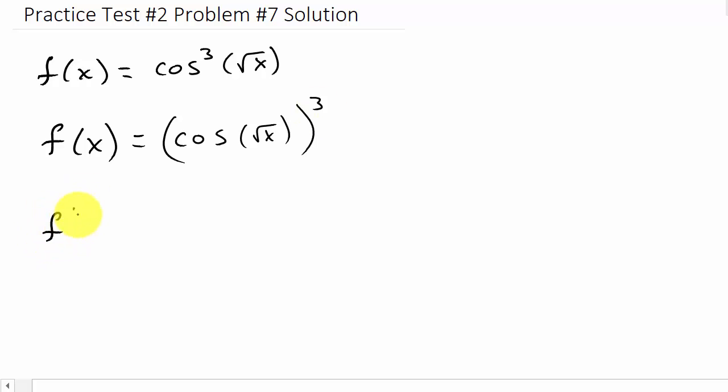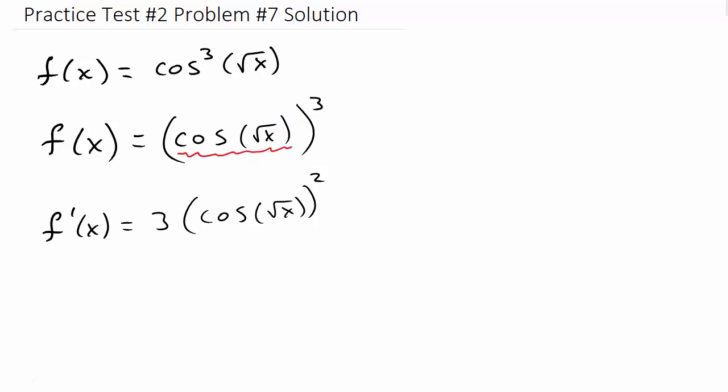So I have f prime of x is equal to, so the 3 comes down, times cosine square root of x, and subtract 1 from the exponent. So 3 comes down, subtract 1 from the exponent. But then it's times the derivative of what's inside the parentheses. So now we have to take the derivative of cosine square root of x.